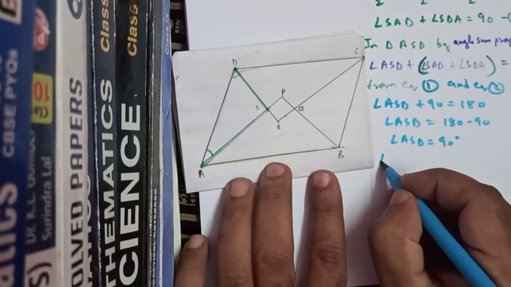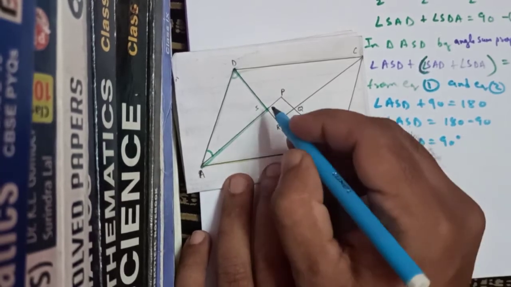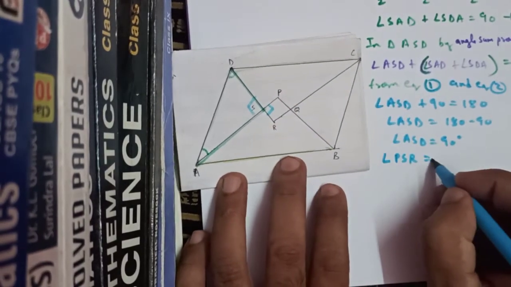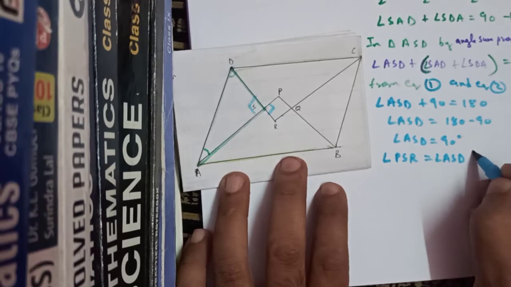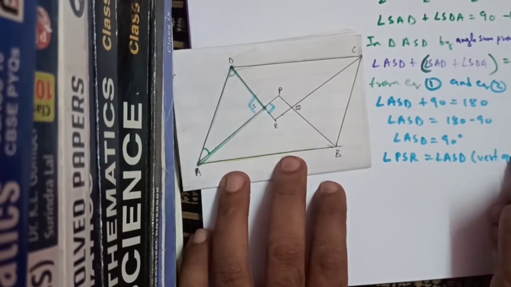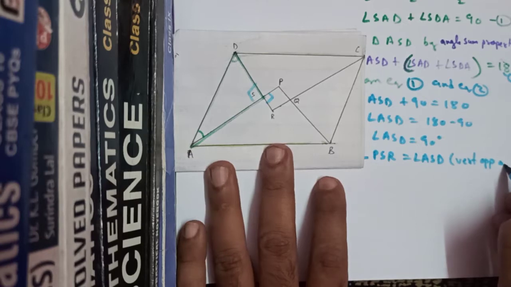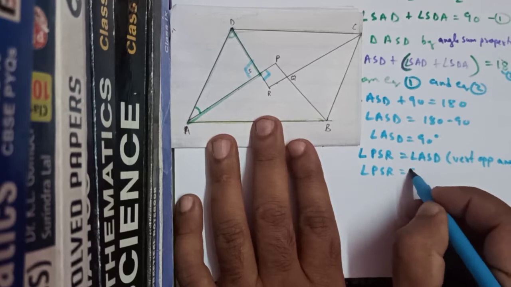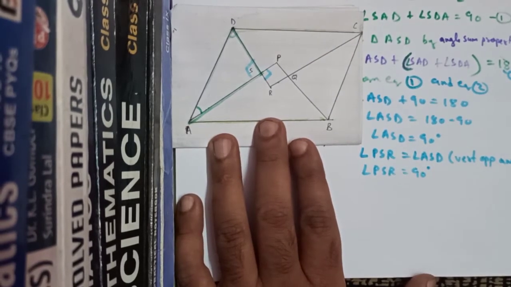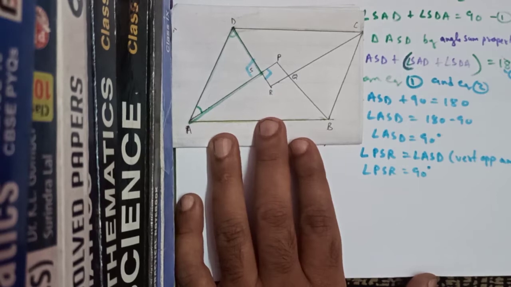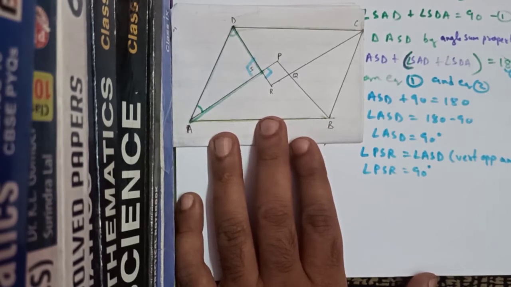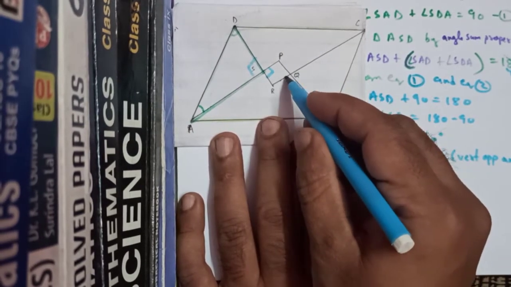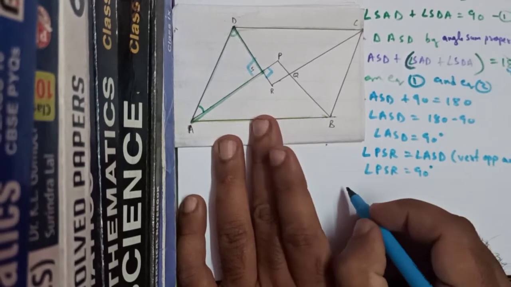So angle PSR and angle ASD will be equal because they are vertically opposite angles. Vertically opposite angles are equal, so we can say that angle PSR is equal to 90 degrees. So angle PSR is 90 degrees, and ASD is 90 degrees. So similarly, we can also prove that this angle is also 90 degrees.